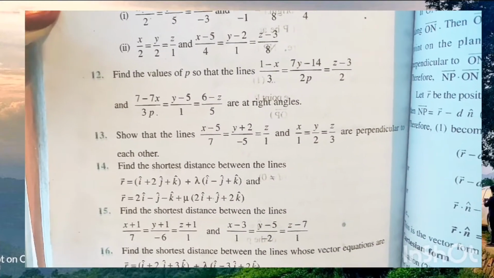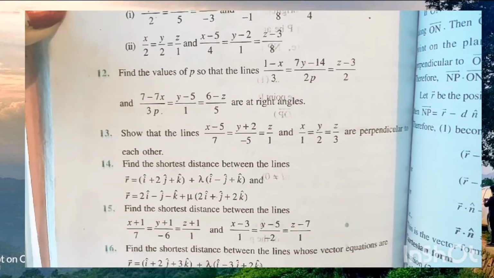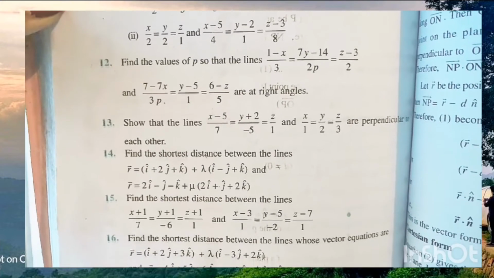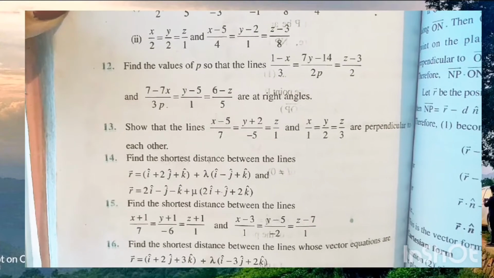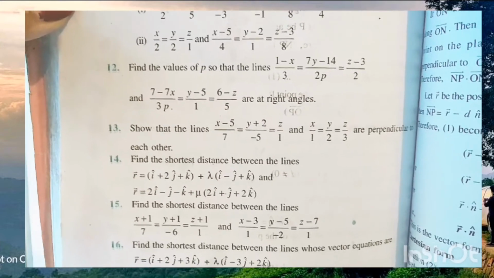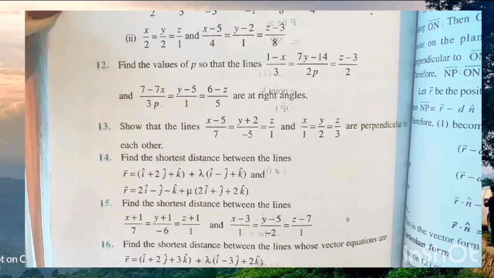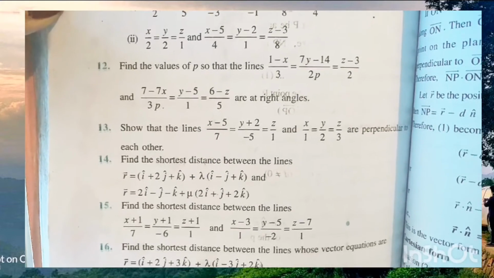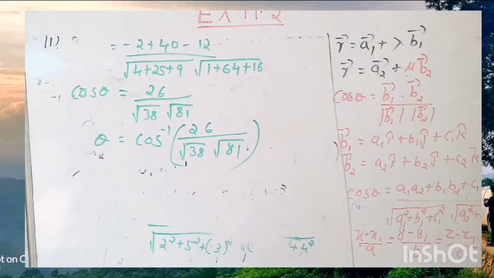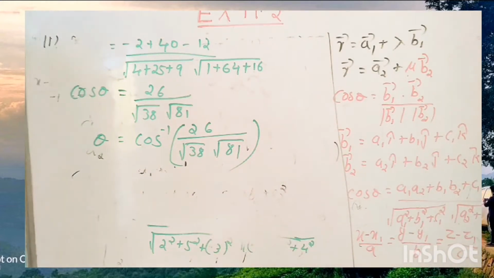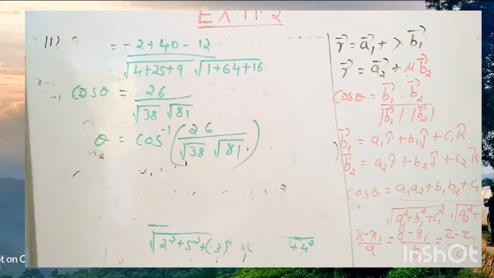Find the values of p so that the lines (1 minus x)/3 = (7y minus 14)/(2p) = (z minus 3)/2 and (7 minus 7x)/(3p) = (y minus 5)/1 = (6 minus z)/5 are at right angles. Right angles means the value of theta is 90 degrees.